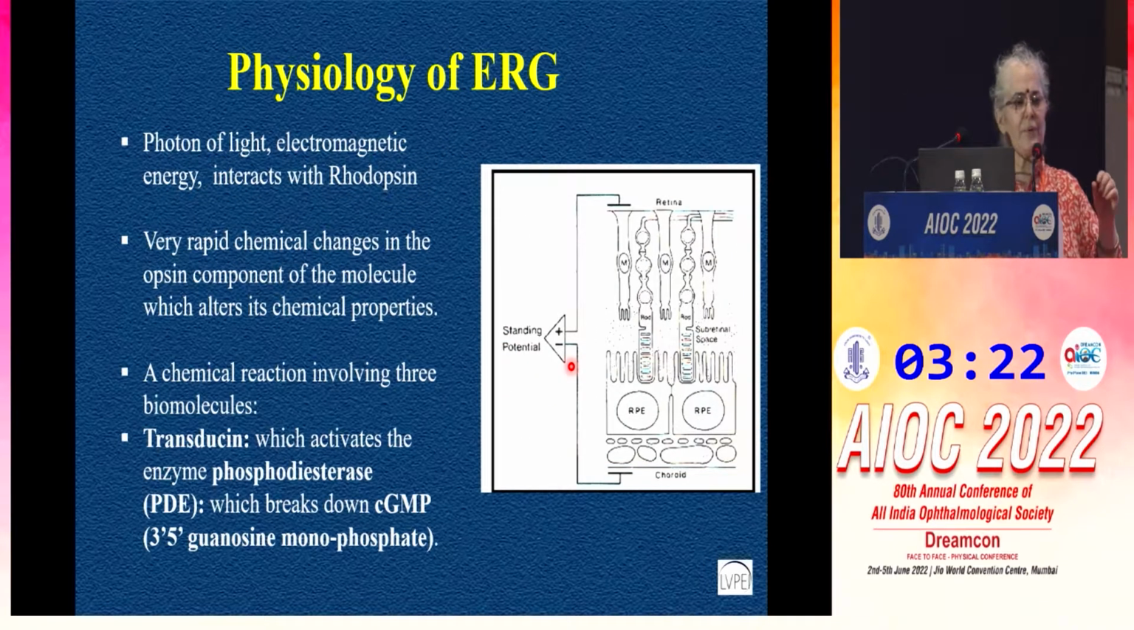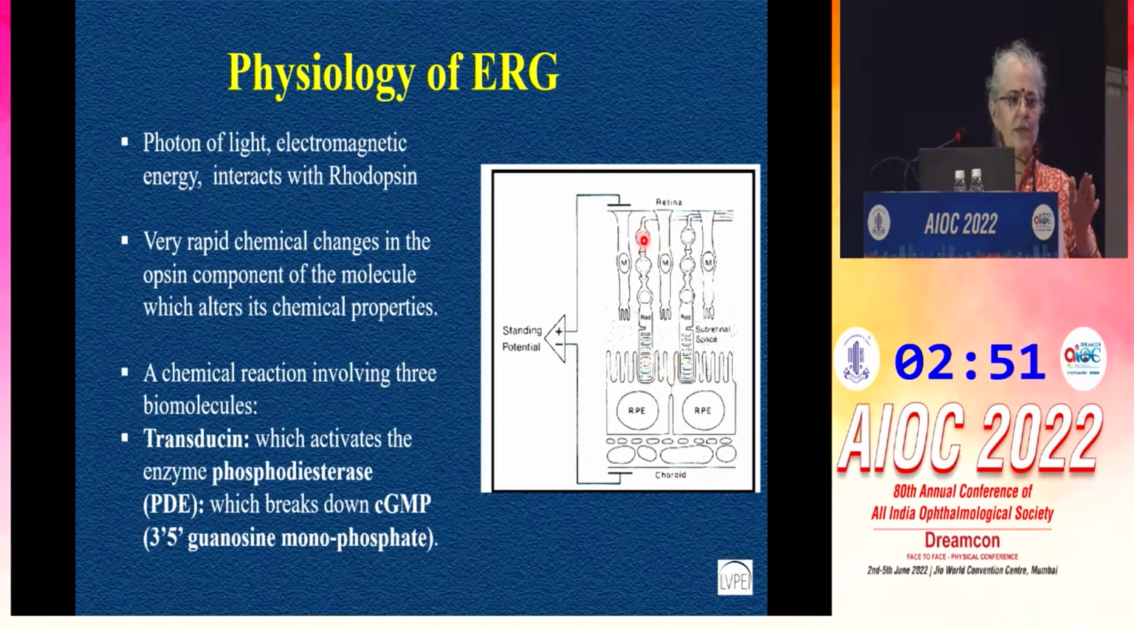So what will happen when we put a photon of light on? The current will start from there. A photon of light is basically electromagnetic energy. It will interact with the rhodopsin, which is in the rods. The opsin part of it will start having a very rapid change. The moment you put light, you see, it's a very fast signal. So this opsin part of the rhodopsin will alter chemical properties, meaning the bicarbonate, the sodium, potassium will start changing. And this induces three molecules.